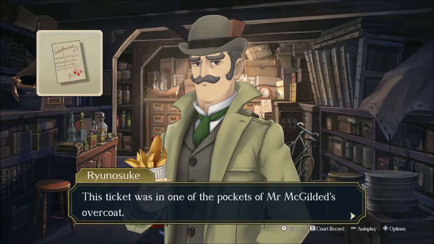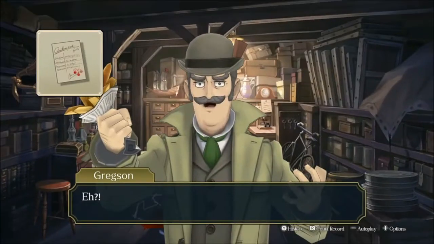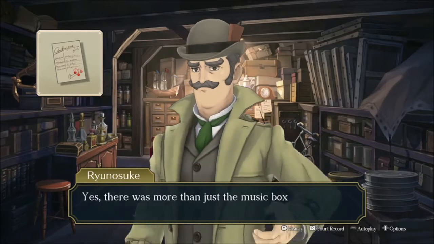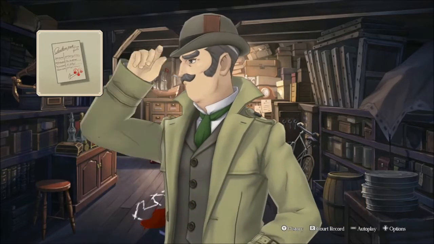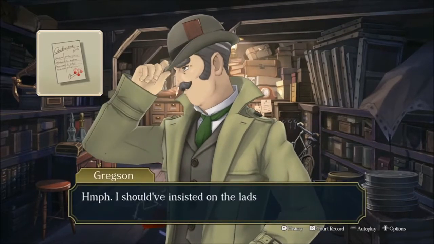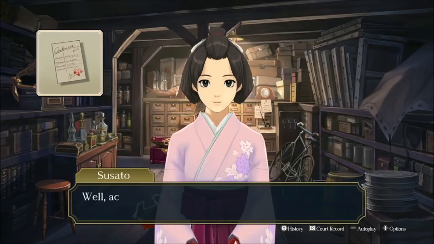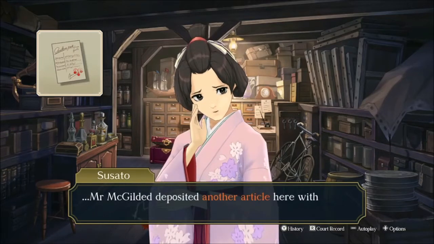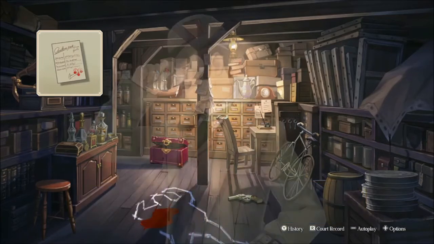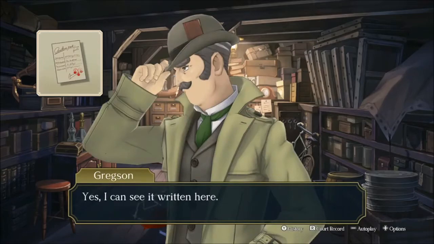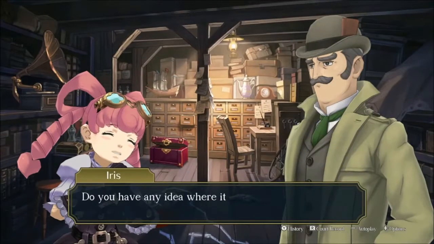So, the ticket was inside the overcoat. It was found in McGilded's overcoat, so it must be McGilded's redemption ticket. However, he must not have redeemed this item, right? Because it was like 2 days off from the coat's ticket. Alright, so small box.